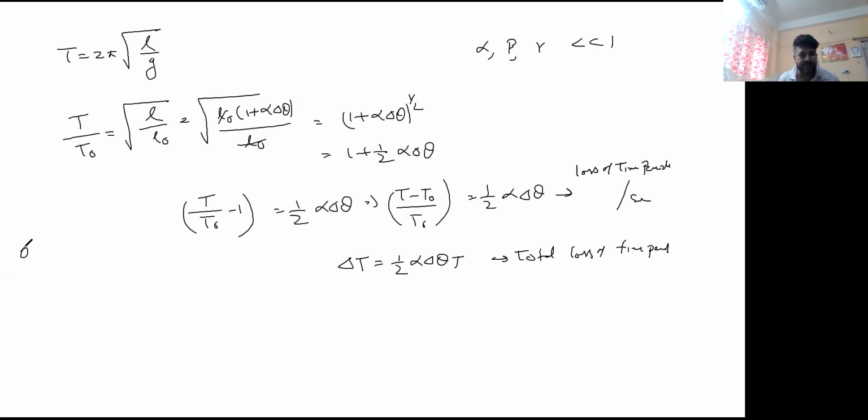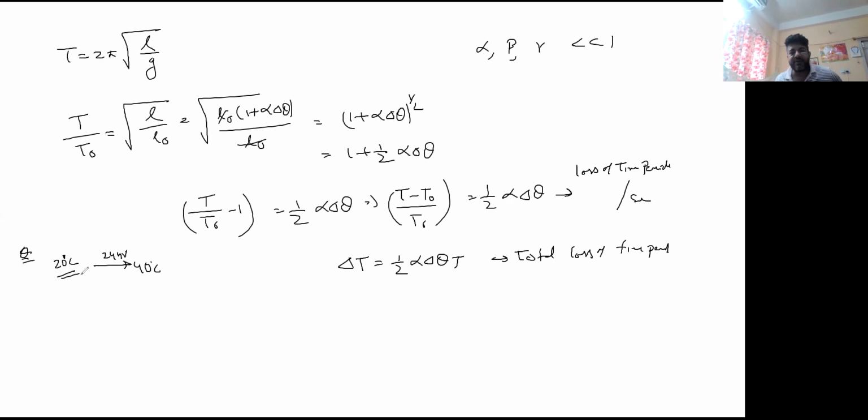The question is like a pendulum clock consists of an iron rod connected to a small heavy bob. It is designed to keep correct time at 20 degrees centigrade. 20 degree पे correct time show करता है. ठीक है. How fast or slow will it go in 24 hour at 40 degrees centigrade? 40 degrees centigrade, 24 hour.